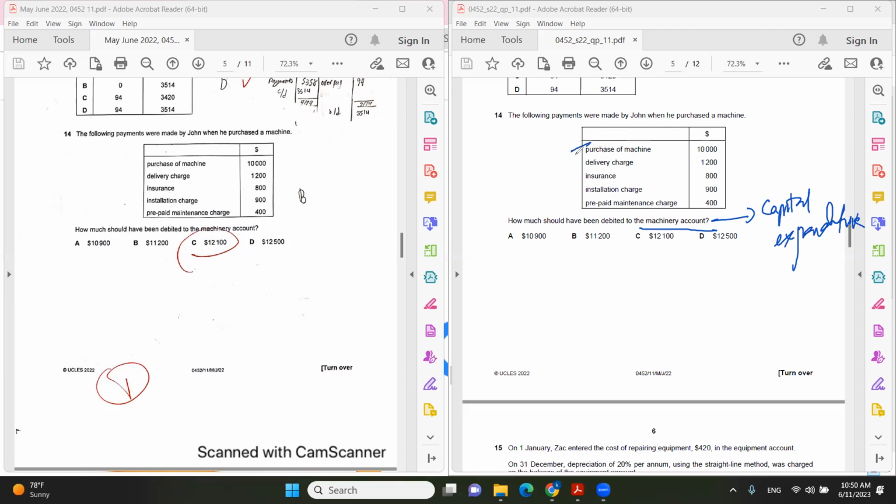Purchase of machinery, delivery charge. When you bring the machine in, this is a charge. So this is one of it. Installation, okay. You see the insurance, you see the maintenance. These all are recurring, so this is revenue expenditure. So we have to add these three items. So we'll get 1,2, answer C. Okay.